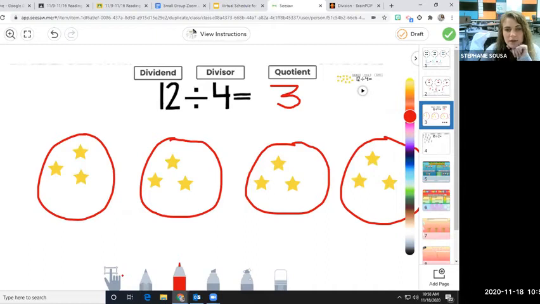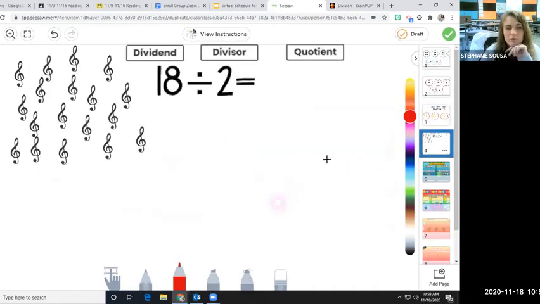Okay, I'd like for you to go ahead to problem number 4 and go ahead and solve this on your own. So here are your music notes that you are going to pass out. There are 18 of them. You're going to place them into 2 groups, and you're going to find out how many fit into each group. Go ahead and solve that equation now.